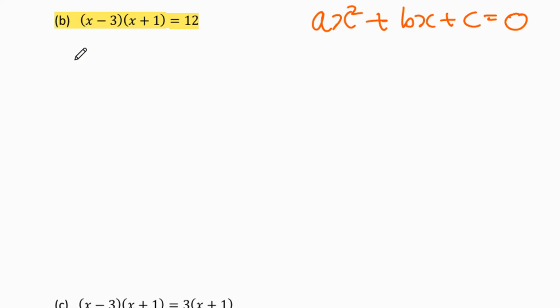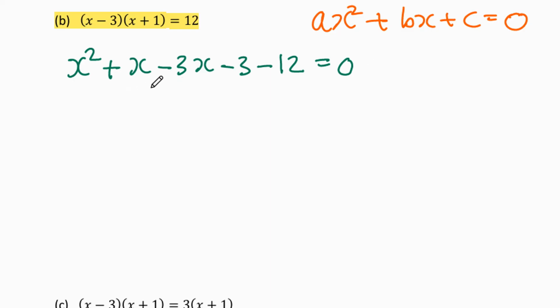So x times x is x squared. x times 1 is 1x, or just x. Negative 3 times x is negative 3x. And negative 3 times positive 1 is negative 3. We also want the right-hand side of the equation to be 0. So we can bring the 12 to the left-hand side of the equation. And this equals 0. Now we add like terms. So x minus 3x is negative 2x. And negative 3 minus 12 is negative 15.